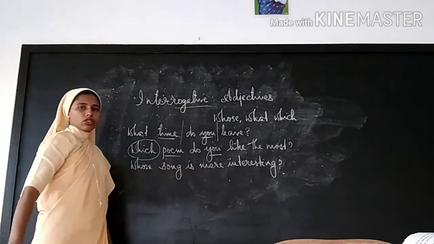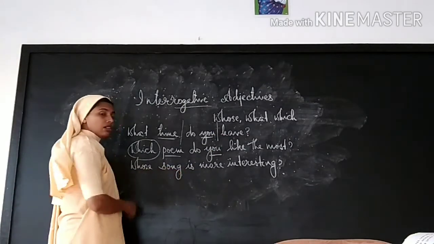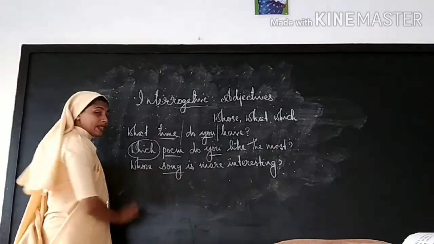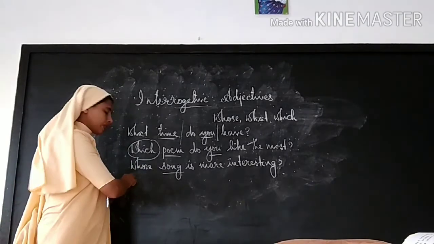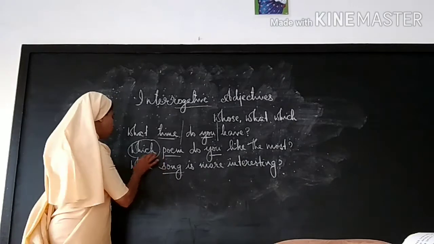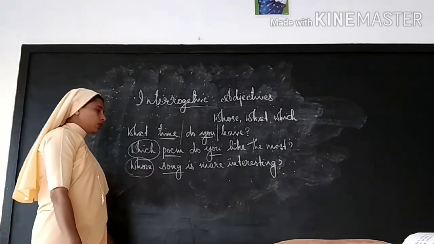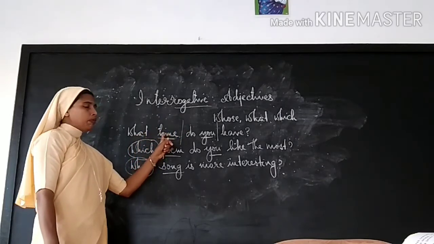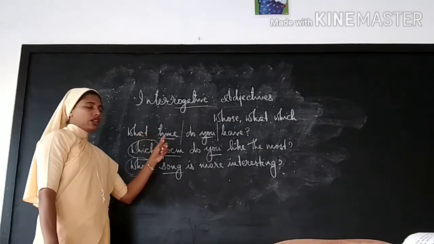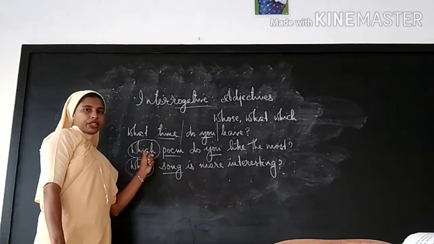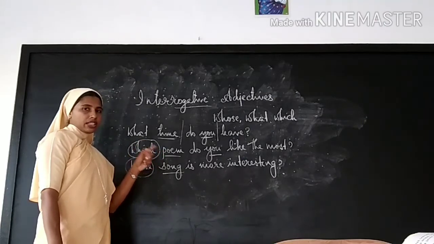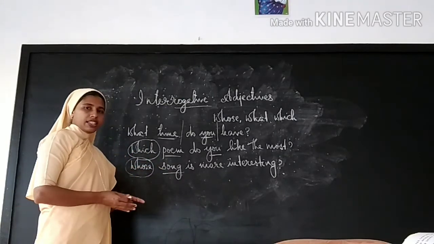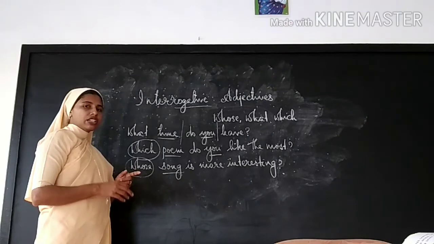Whose song is more interesting? Which are the nouns here? Only one noun, that is song. And what's the word that is used to describe this noun song? Whose. It describes this song. So these are interrogative adjectives. Always there will be a noun, and before that only an adjective will be placed. If you want to identify an adjective, first you identify the nouns. If there is a noun, then only there will be adjectives. Otherwise there is no relevance for adjectives.